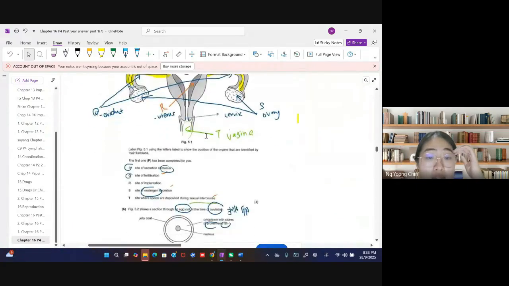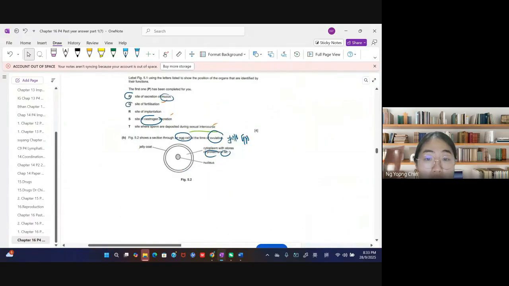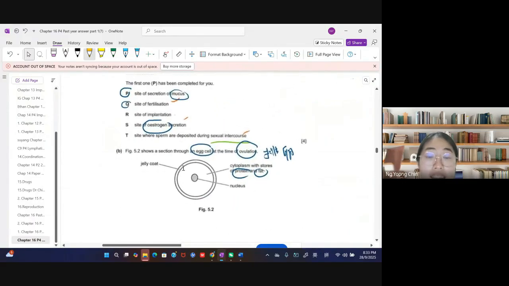And then any other questions? Okay, so this is the egg cell. See how they draw a jelly coat. You just draw something like this: an outer layer surrounding the nucleus, and then the cytoplasm will store protein and fat. So this is exactly how you draw it when the question asks you to draw the egg cell. Just draw like this, simple and nice, easy to be seen, right?